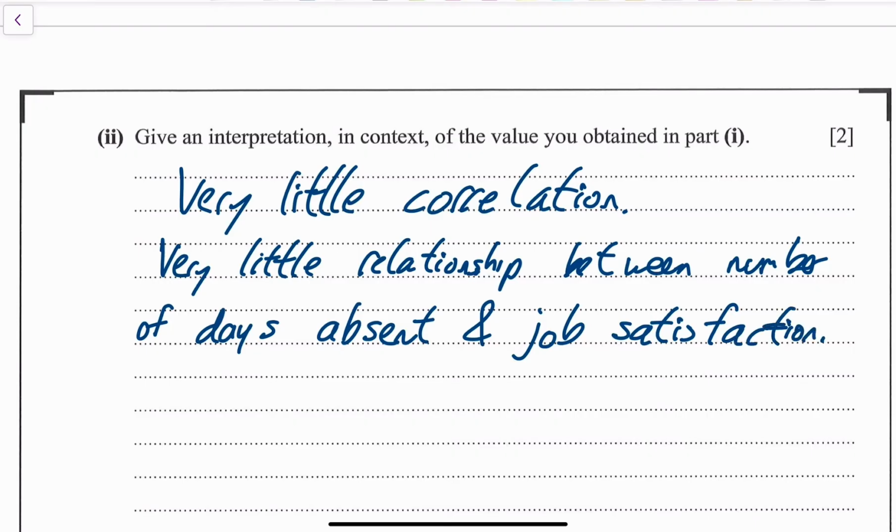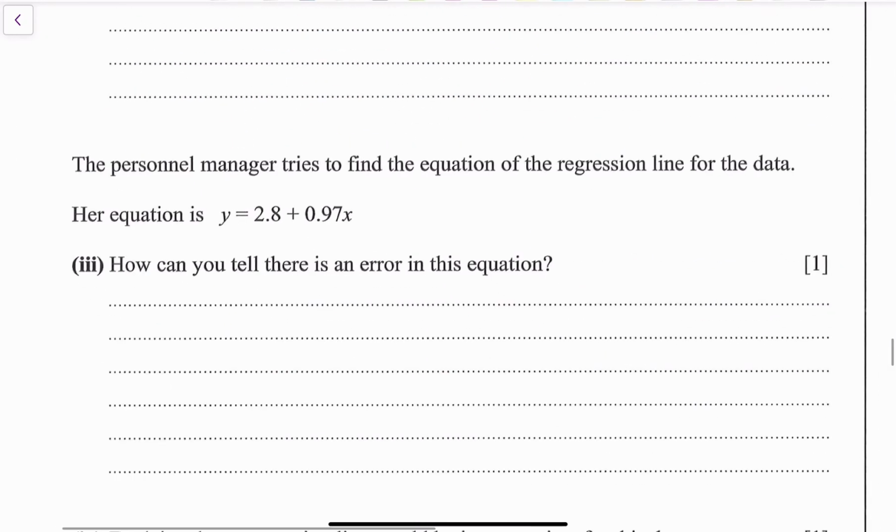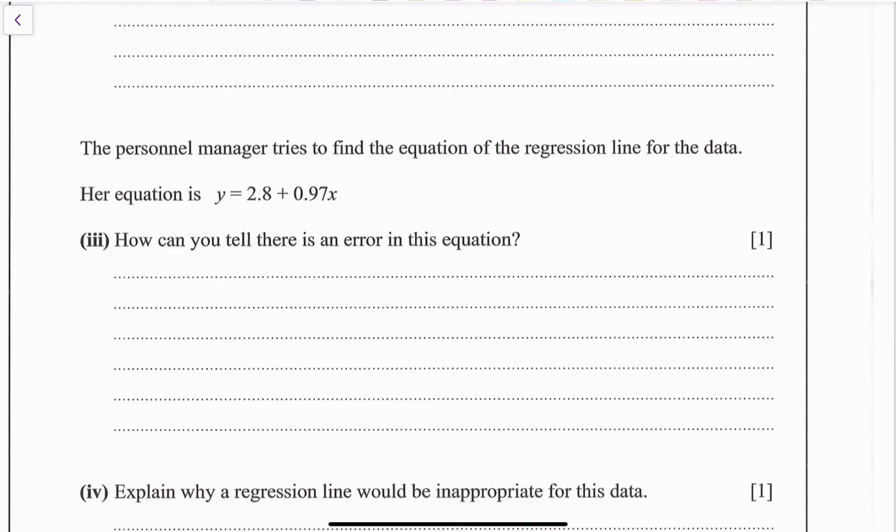So even if somebody's unhappy, they're still going into work, and if somebody is off work, they're not off work just because they're unhappy. They're just genuinely off work, so they're just genuinely sick. So that is it. Okay, so the personnel manager, next question, tries to find the equation for the regression line for the data.